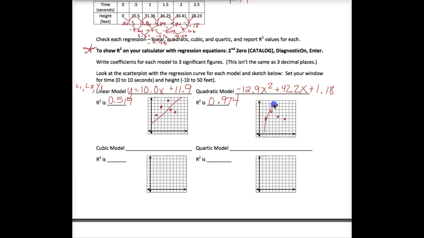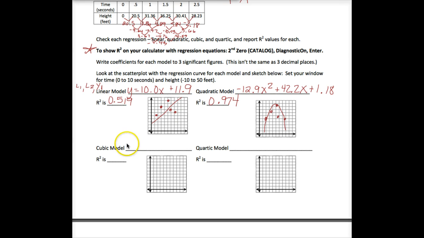So it's going through almost all of them, and it looks like that. So now I'm going to try the cubic model. So Stat, Calc, choice 6 now for the cubic. Again, you can store the regression equation on top. So on the cubic, I'm going to store that and calculate.